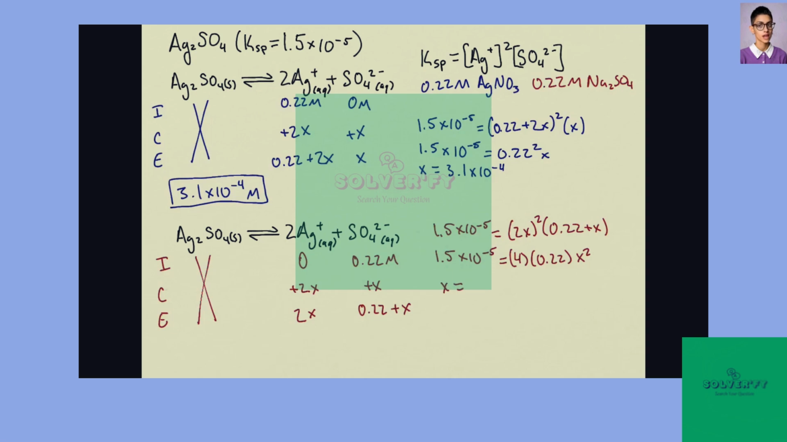Solving for x, we get 4.1 times 10 to the negative third. And this validates our assumption. Again, now that we have our value for x, we have our molar solubility for Ag2SO4: 4.1 times 10 to the negative third molar.